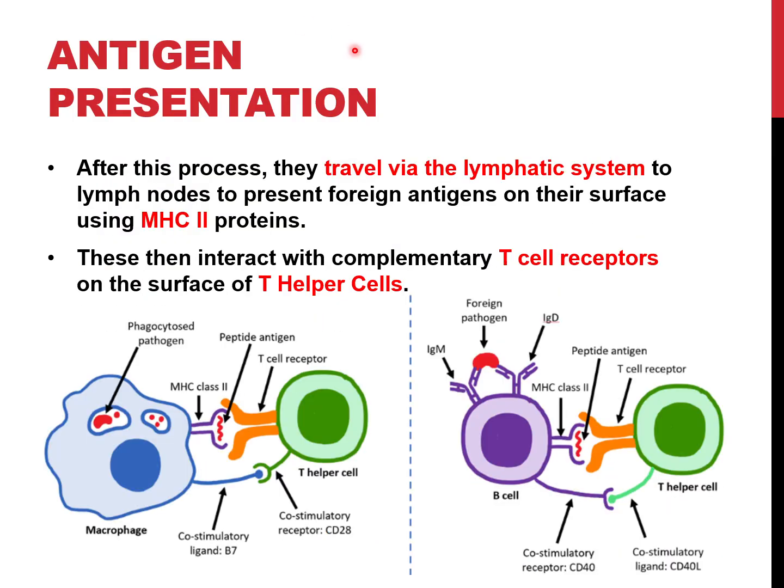After this process, they travel via the lymphatic system to the lymph nodes. Again, this is the antigen presenting cell, so the macrophage, presenting some sort of antigen. It's finding the T helper cell within the lymphatic system, using that MHC2 marker as its presentation. These then interact with complementary T cell receptors, which are the orange part here, found on the T cell itself, the T helper cell. And that will stimulate something else further.